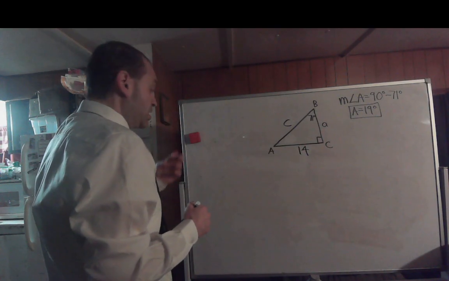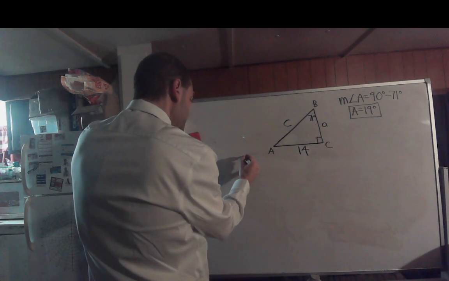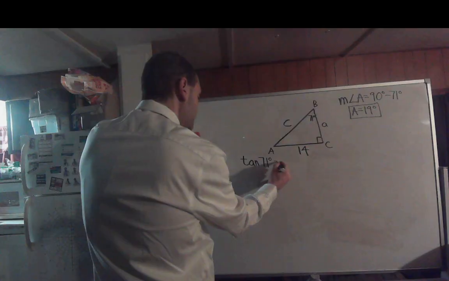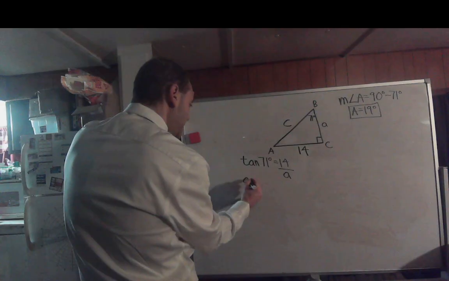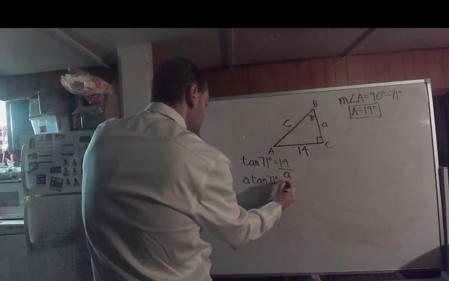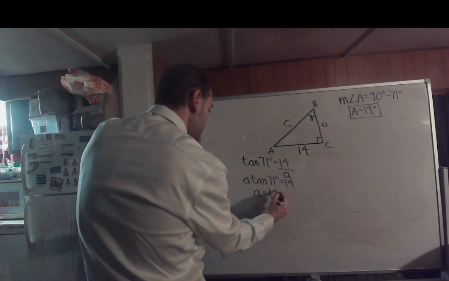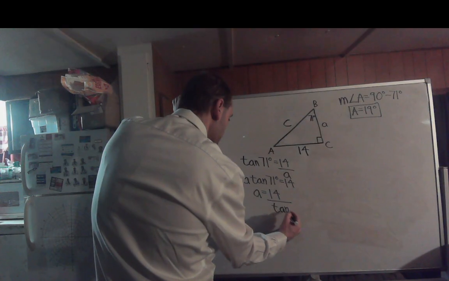So we can use the tangent ratio for 71. So the tangent of 71 degrees equals 14 over A. So we'll set that up. The tangent of 71 degrees equals 14 over A, which means that A times the tangent of 71 degrees equals 14. So then A would equal 14 divided by the tangent of 71 degrees.